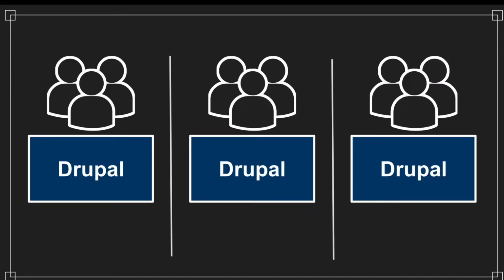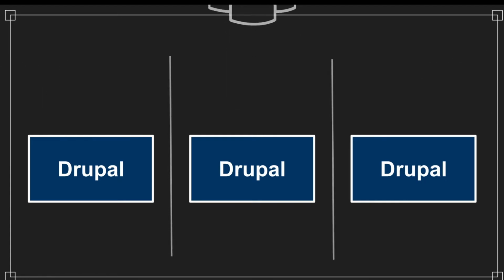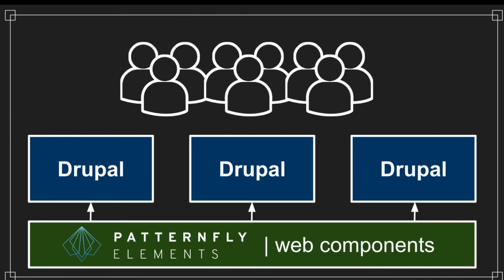What's our balance? Well, at Red Hat, we took our multiple Drupal instances, our separate Drupal teams, and we got them to communicate. We got them to work together to break down these barriers, project timelines, priorities, etc., and breaking down all of these walls with web components.